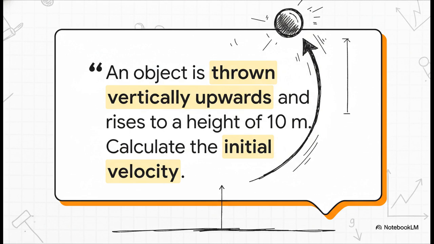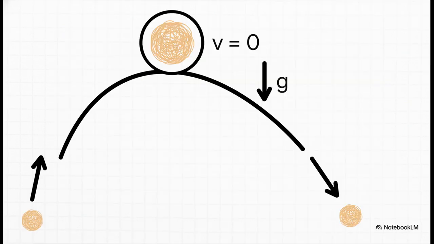Now think, since the displacement s is in the upward direction, what sign should it have? Positive, of course. So we'll take s as plus 10 meters in our calculation. Now this is a very, very important point that you must always remember. When you throw something up, it goes up, it slows down, and for a tiny, tiny moment at its highest point, it stops before it starts falling back down. So at that highest point, its final velocity v is 0.